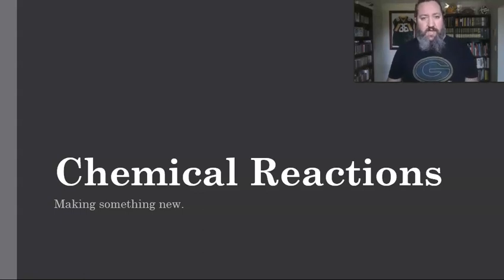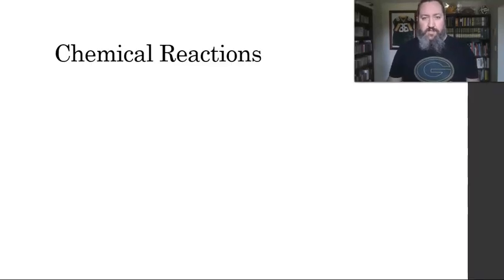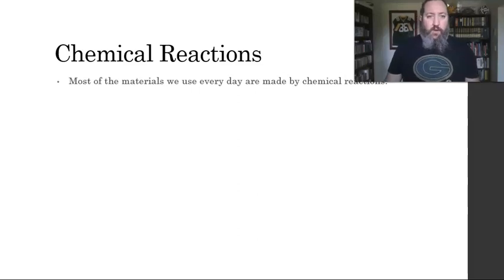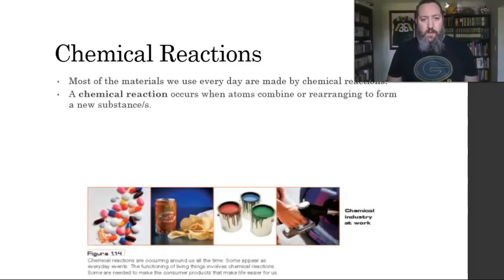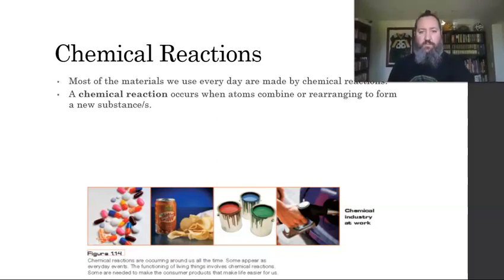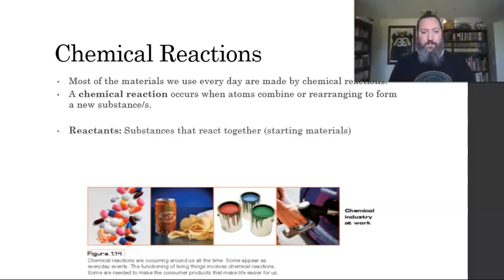So just a quick recap on what a chemical reaction itself was. As we know, most of the materials that are used every day are formed by chemical reactions. And these happen when you combine or rearrange atoms to form new substances. So we describe those two parts as reactants, which are the substances that go into the reaction, and the products. So these are the things that come out at the end, that are produced.